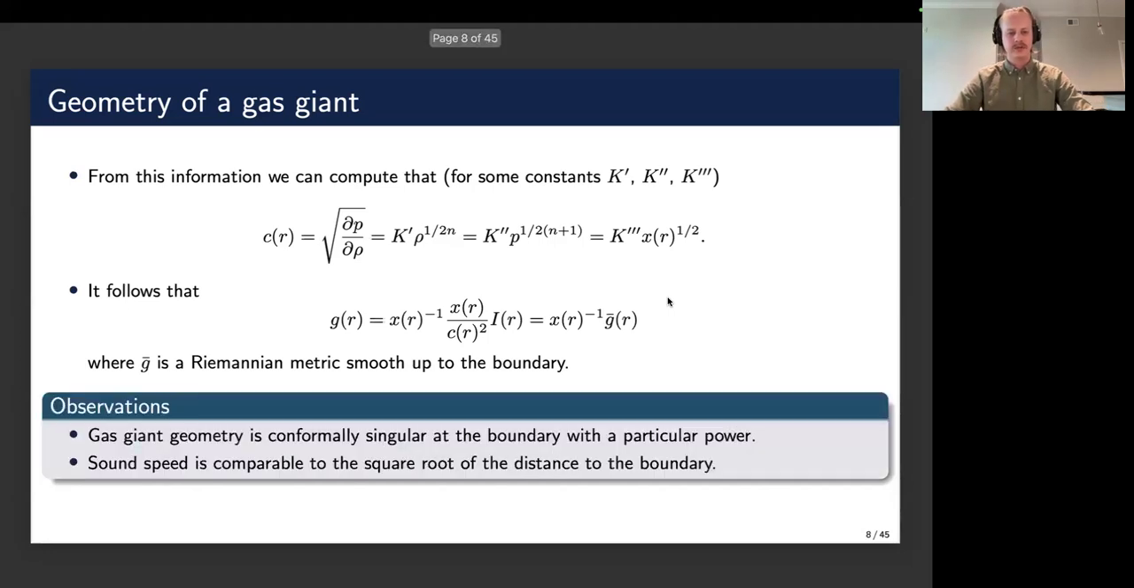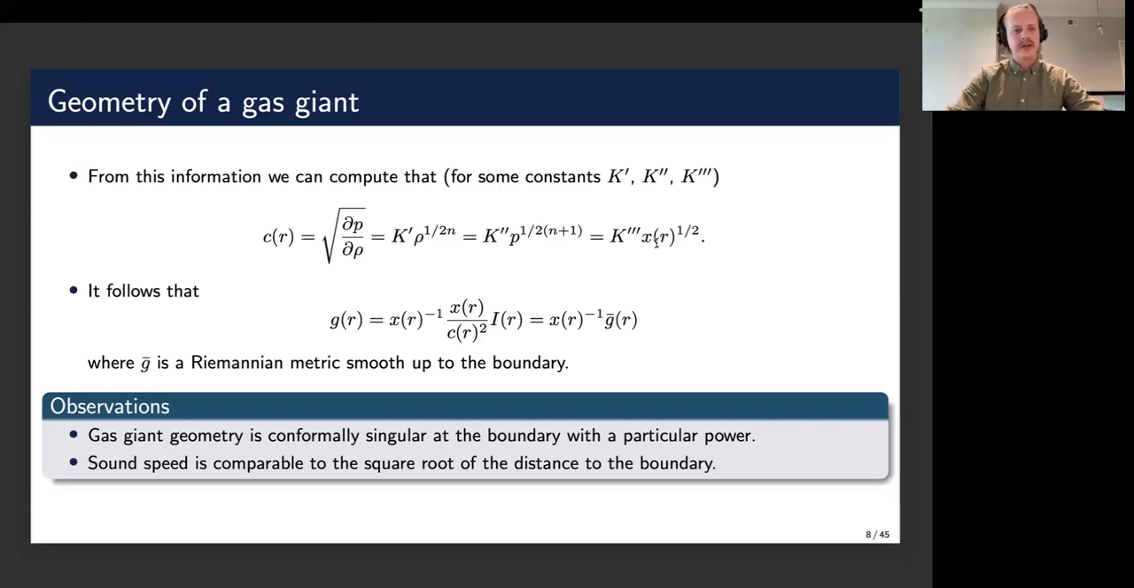So the particular square root sound speed type of behavior is important here. What did we observe? We observed that gas giant geometry is conformally singular at the boundary of this planet with a particular power. And indeed, as I mentioned on the first slide, the sound speed is comparable to the square root of the distance to the boundary. As I mentioned, the properties of x on the previous slide basically mean that it's a kind of distance function to the boundary.